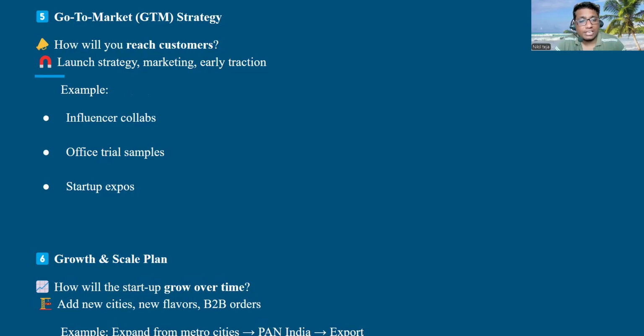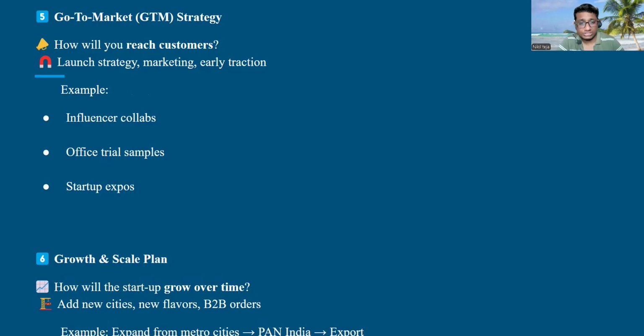So, growth and scale plan. How you will be growing, as simple as that, right? How will the startup grow over time? As simple as that. Add new cities, new flavors, a B2B order. So once you are established in one city or one country, you will be thinking to grow, right? You will be thinking to expand to different cities or different countries.